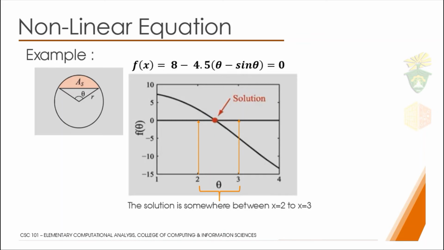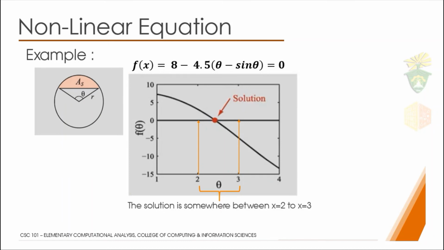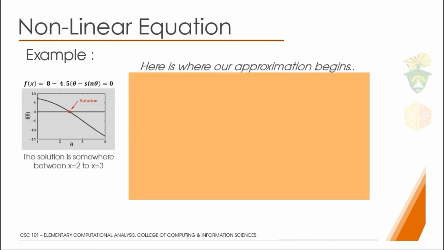Now, to find what value this is, we approximate according to the graph that we acquired. Suppose we let theta as 2.4, since 2.4 is somewhere between 2 and 3.